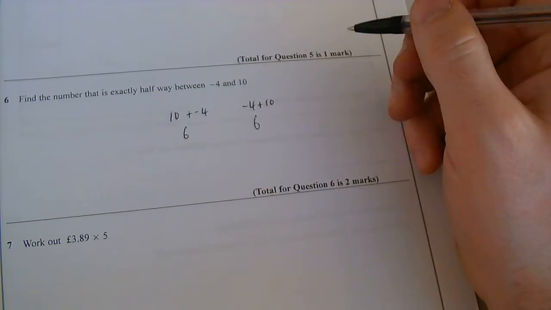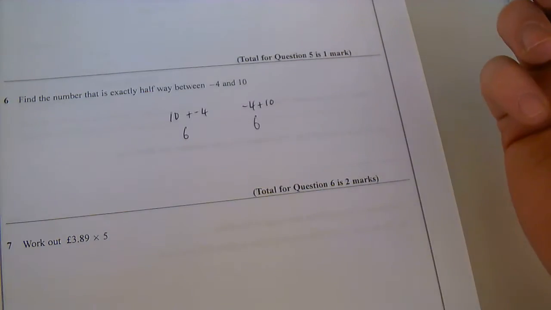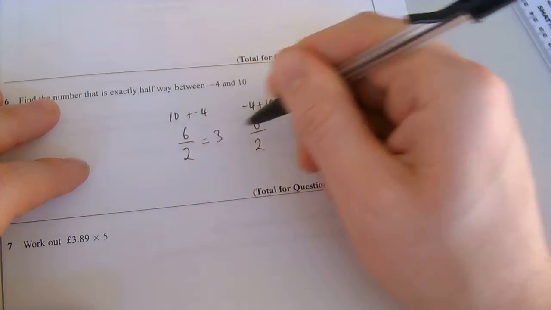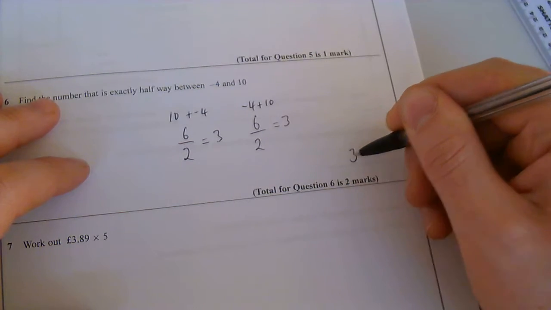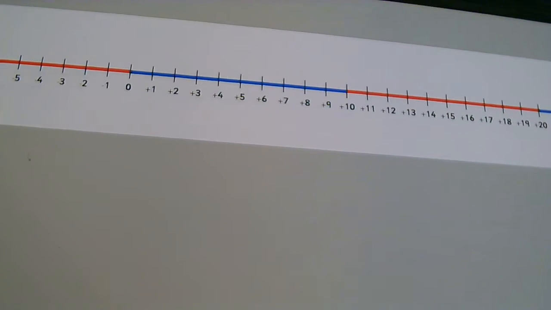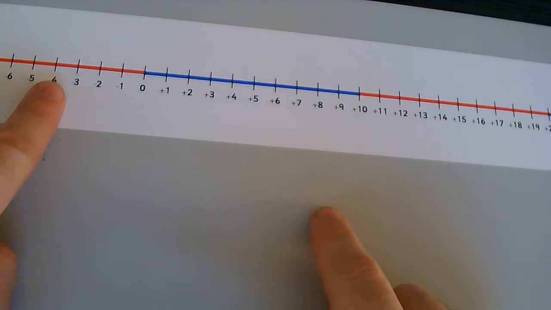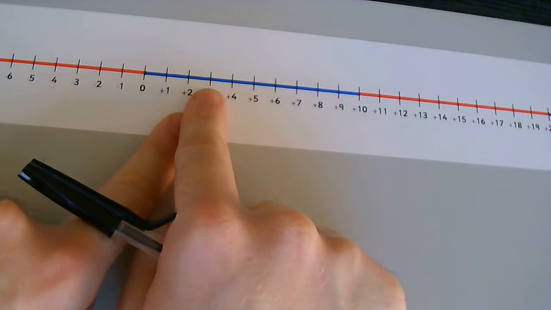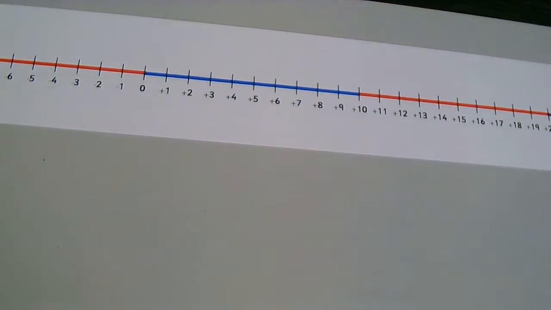So that's 6. So once you've added them together, you need to halve them. So the middle of those, whichever way you did it, was 3. So that's exactly halfway. And if you look at the number line, and you can draw the number line, there's nothing wrong with that. Okay, if you're struggling, you've got minus 4 there, and you've got 10 there. And as we come into the centre, you can see that 3 is actually in the middle. Okay, so that's exactly halfway.